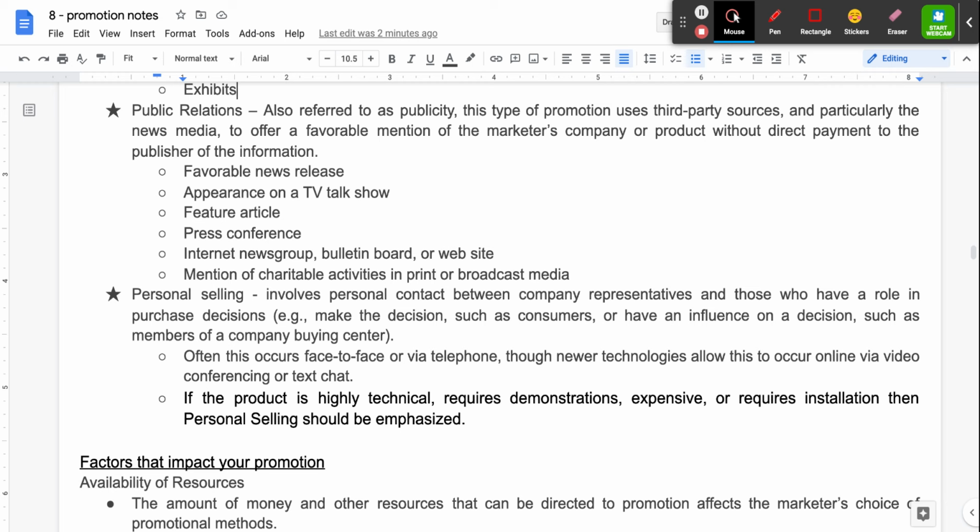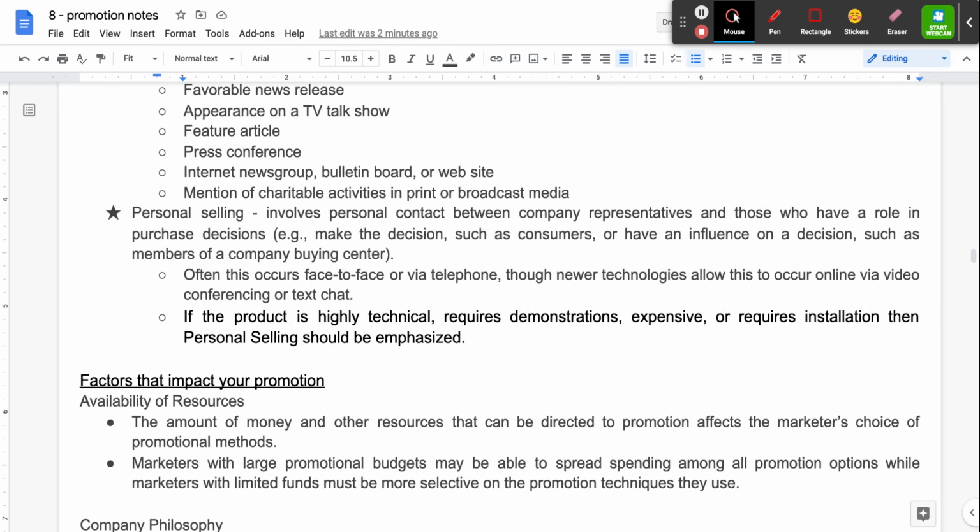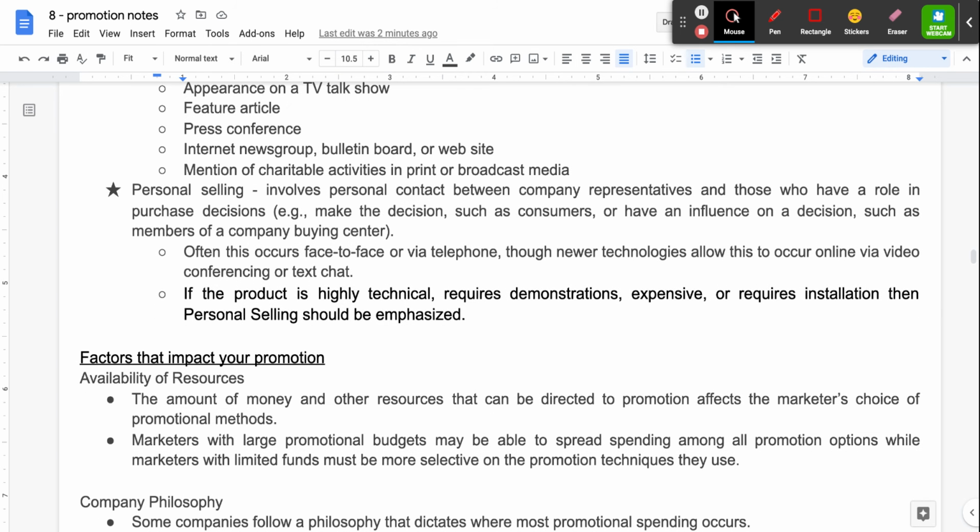Personal selling involves personal contact between the company representative and those who have a role in the purchase decision, which is usually the consumer, or have an influence on a decision, members of a company's buying center. So those buyers, those people that we're looking for to make those decisions. So usually this is face to face or via telephone. Newer technologies allow this to occur online via video conferencing or a text chat. So something where we're talking directly to that person.